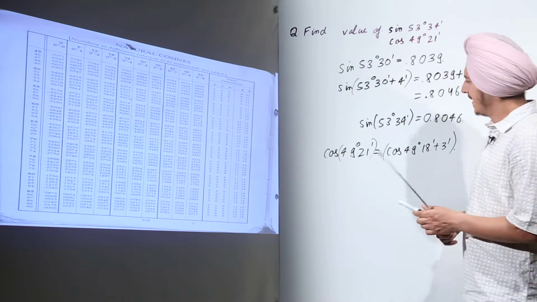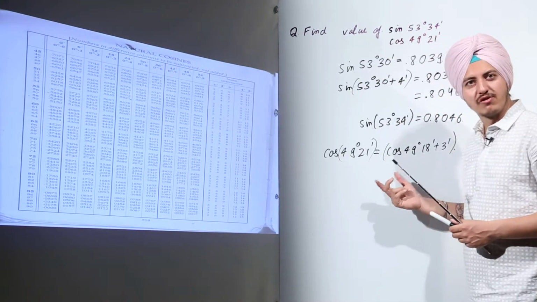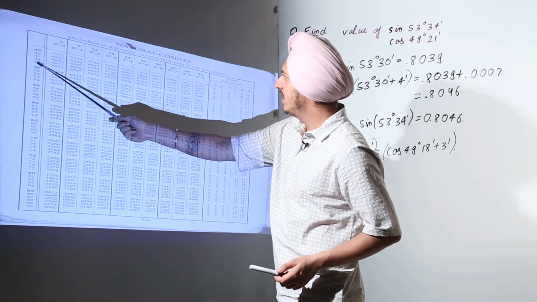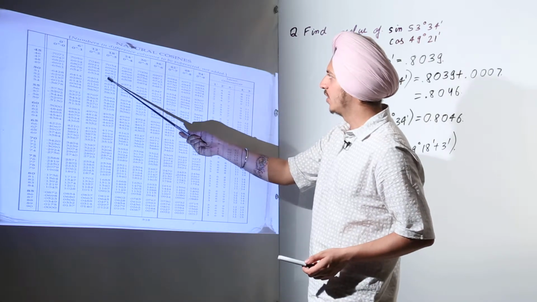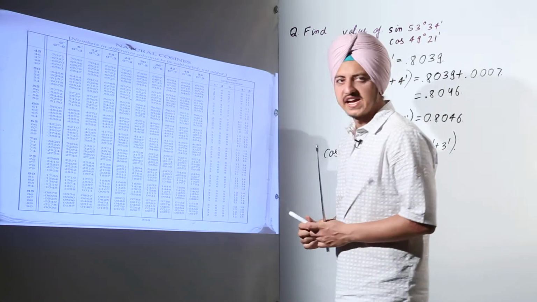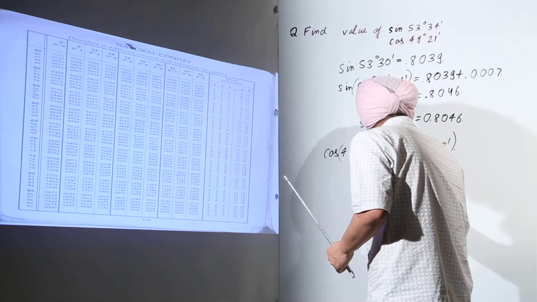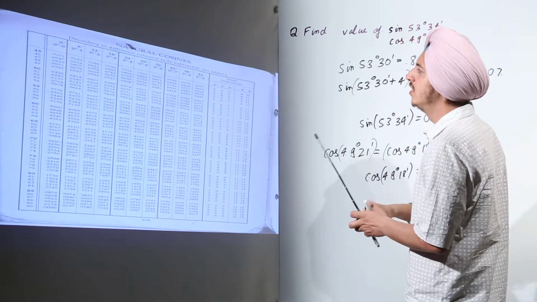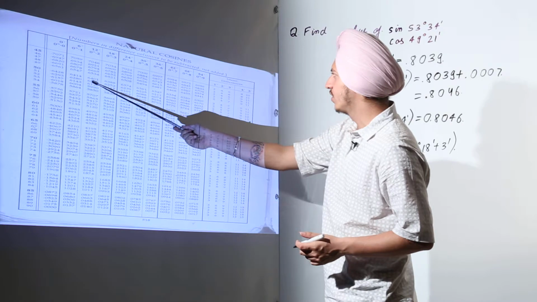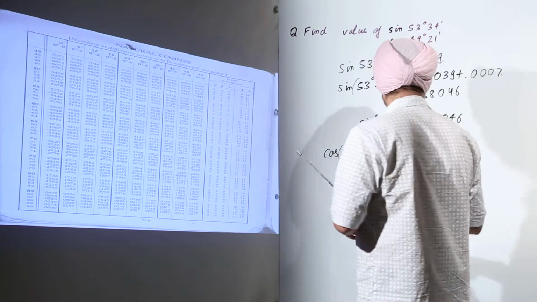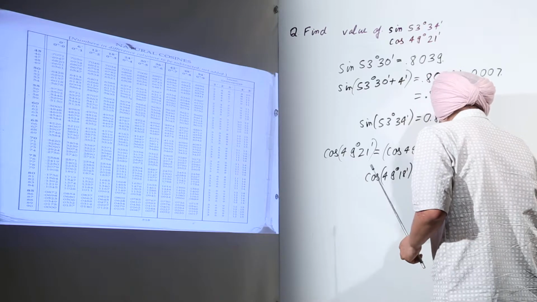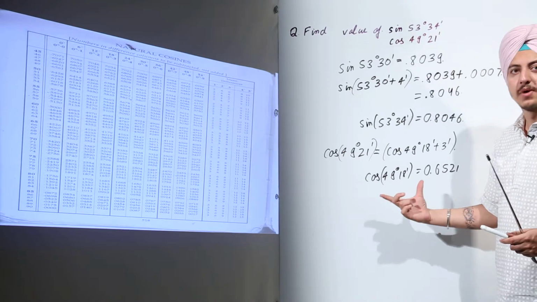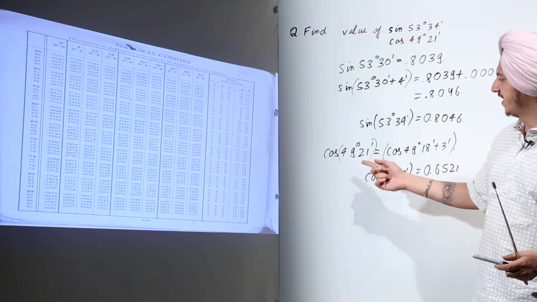This is right, okay. So I'm going to find the value for cos 49 degrees 18 minutes first. How do you do that? Cos 49 degrees, move it under 18 minutes here. So the value is 0.6521. So cos 49 degrees 18 minutes is equal to 0.6521. This is the value for cos 49 degrees 18 minutes. But what do we need? We need the value of cos 49 degrees 21 minutes.